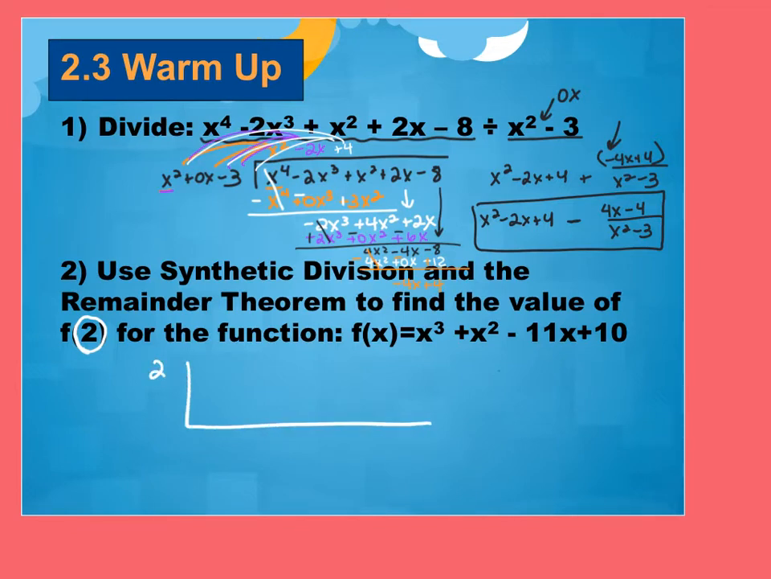List my coefficients, making sure it goes in decreasing degree, not missing anything. So this is 1, 1, negative 11, and 10. Bring down the 1, multiply it by 2, put it in the next column, add it, multiply it by 2, put it in the next column, add it, multiply it by 2, put it in the next column, add it, and this tells you that f of 2 is just 0. So again, the remainder on that is your overall answer.